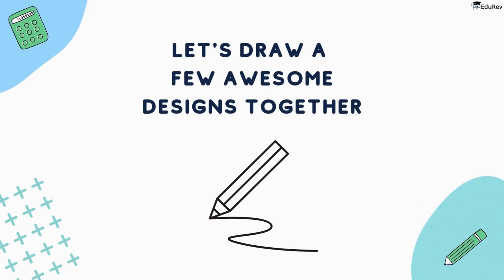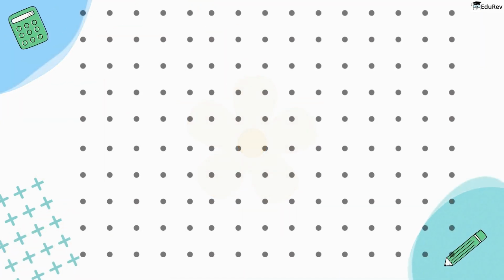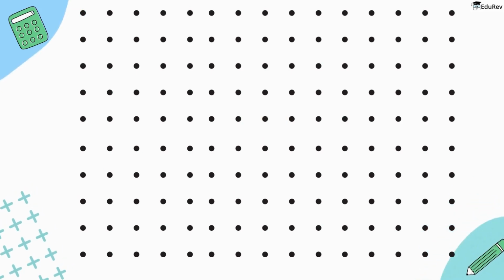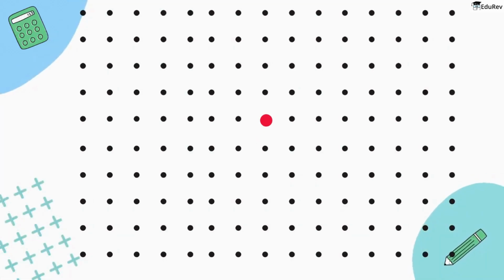Let's start with making a flower. Choose a dot near the center of the dot grid as the starting point. From this starting dot, draw a small circle or a dot to represent the center of the flower. From the center dot, draw curved lines extending outwards like the letter C.